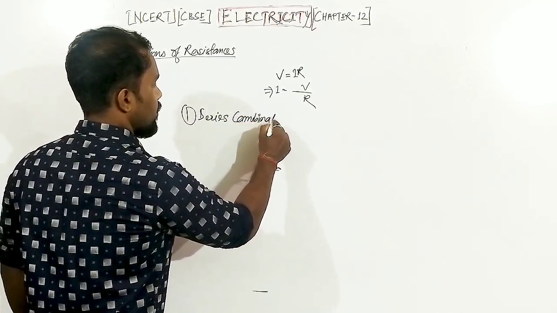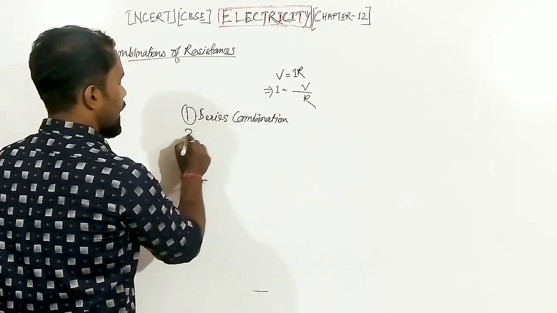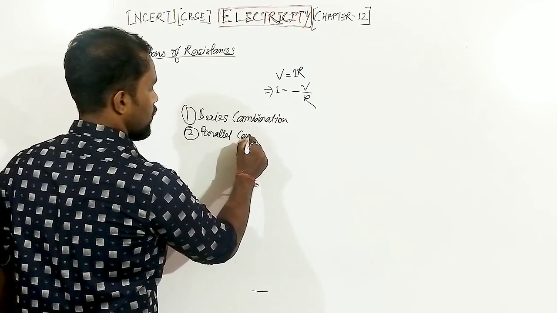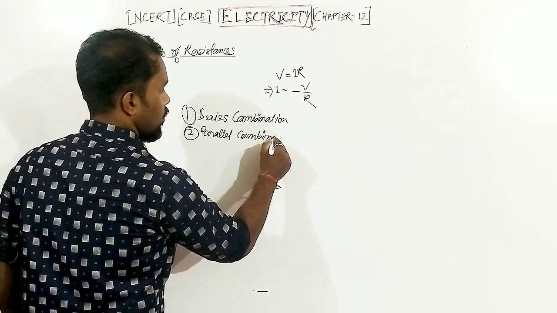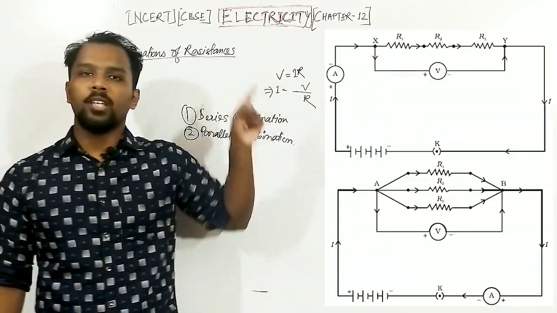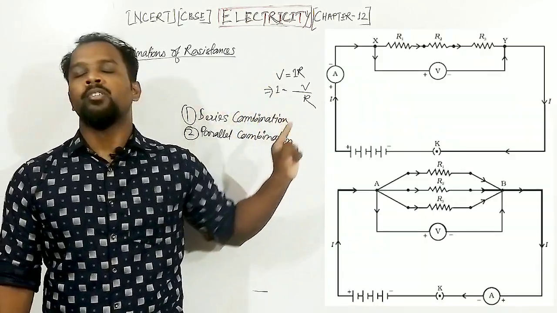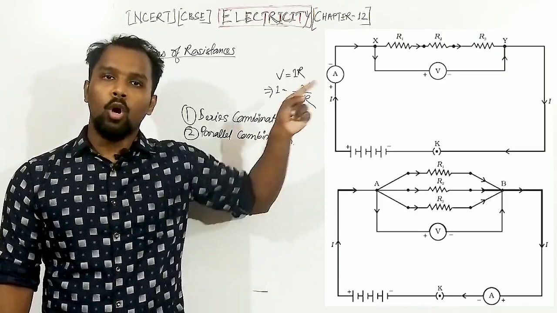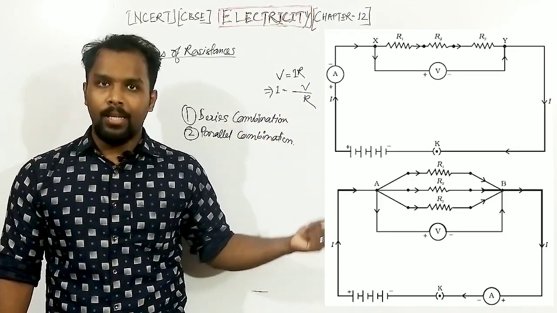Series combination. And the second one is known as what? Parallel combination. Now in the figure you can observe what the series combination looks like and what the parallel combination looks like. But now we are going to discuss both combinations separately and respectively.